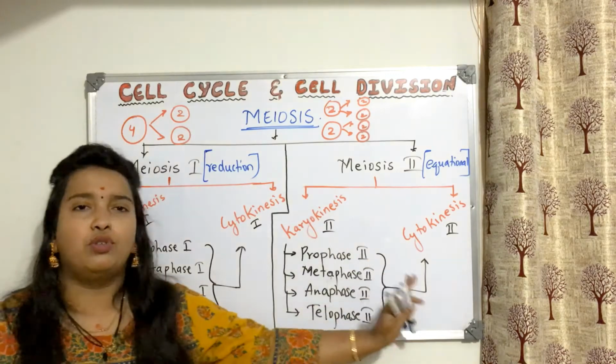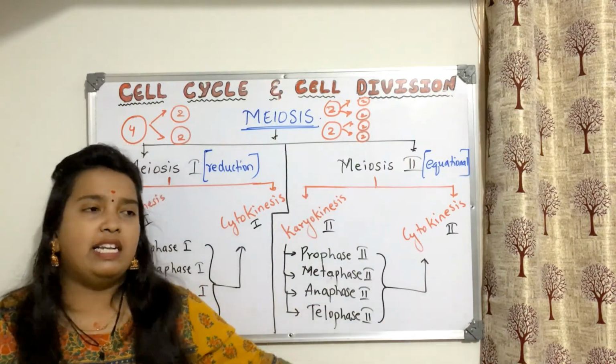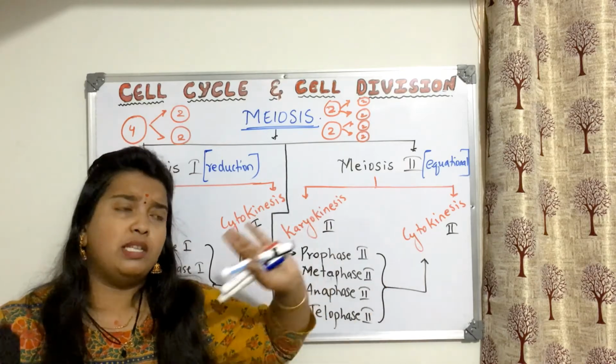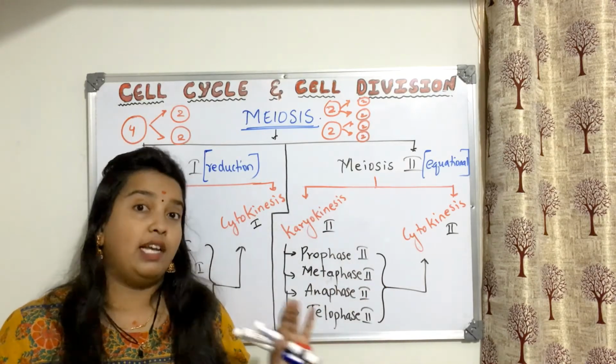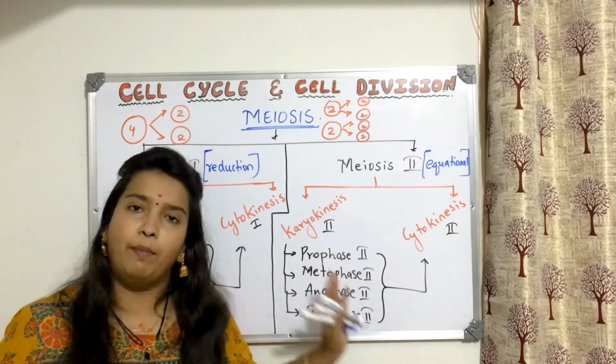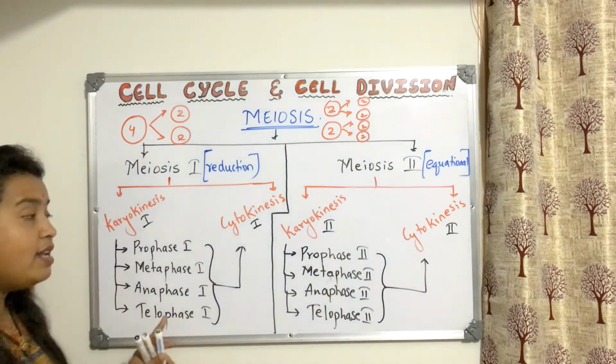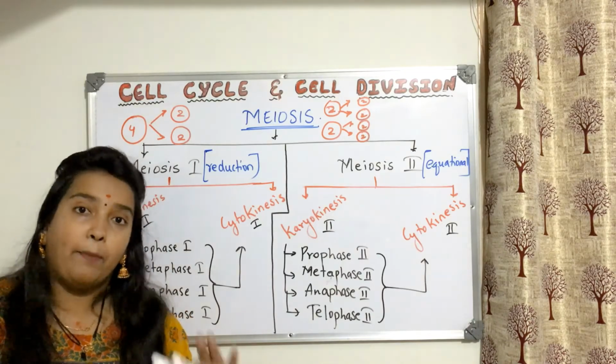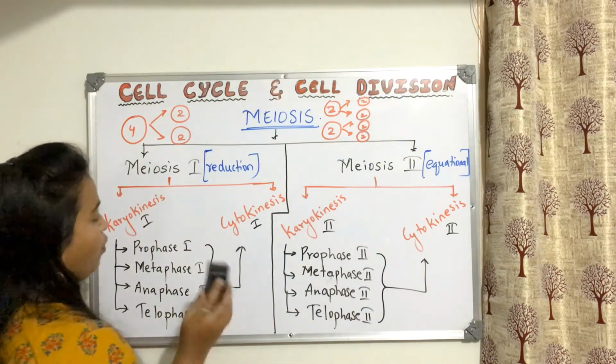Remember, meiosis 2 is very easy. It is exactly like mitosis, almost similar to mitosis, with no change at all. But meiosis 1 is not like mitosis. Meiosis 1 is very much different. Why? Now I'll show you why it is different.